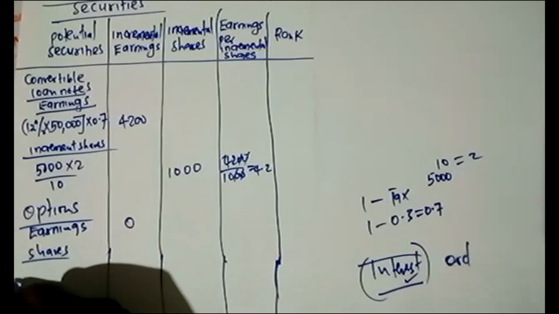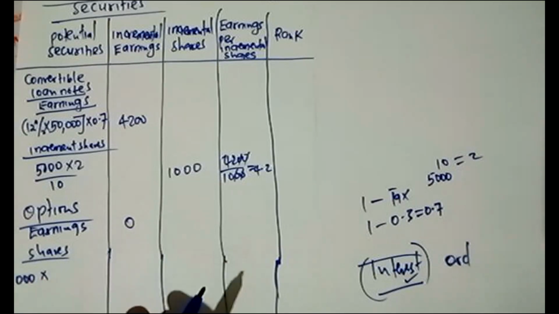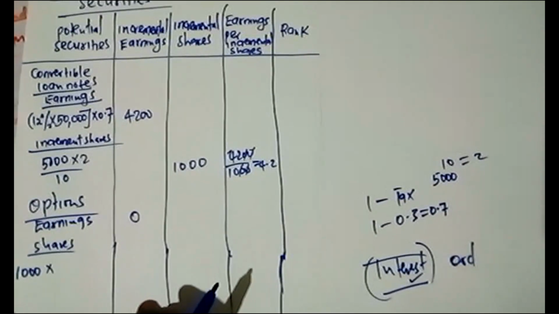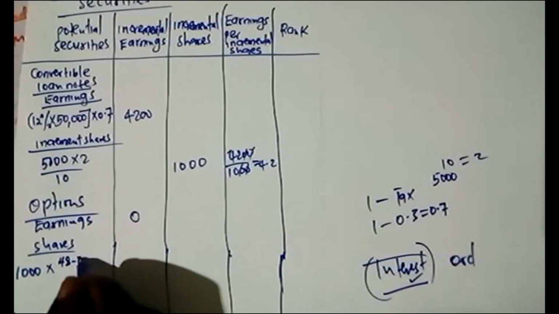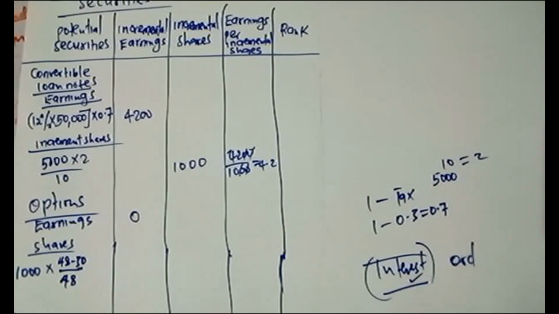So we take the 1 million, which is 1,000, and multiply with what they could have benefited. Since the average market price was 48, I take 48 minus the exercise price of 30, which is 18. You divide by the market price, times the options they were given. Then you weigh the number of shares they could have exercised.